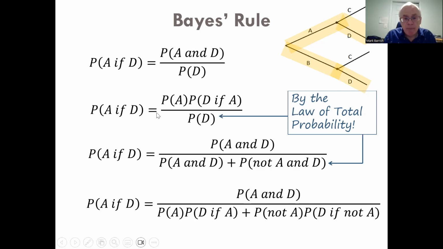And then in the denominator, we simply convert these using the multiplication rule. Using the multiplication rule, convert this into this. And notice again, this looks like the numerator up here, which it is. Same thing. And then the other piece here, the probability of not A and D, is simply the probability of not A times the probability of D given not A.